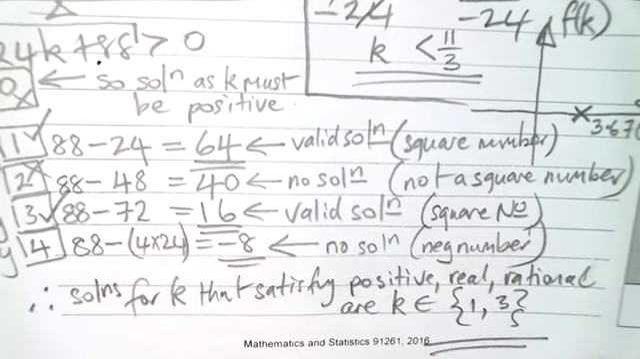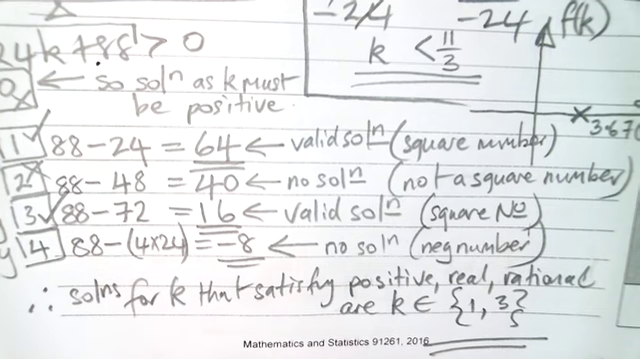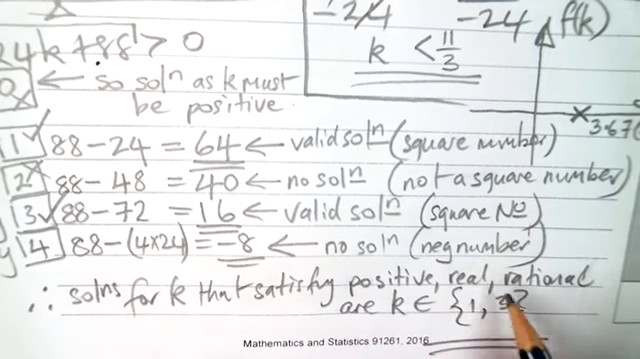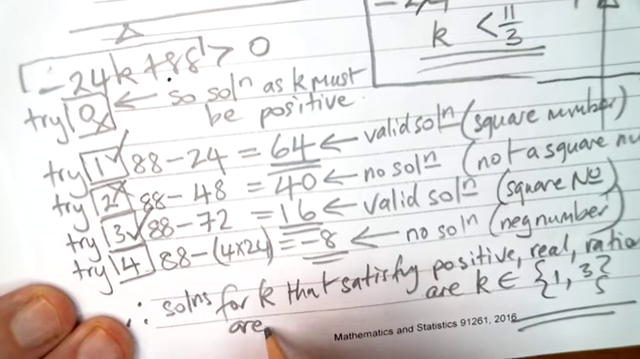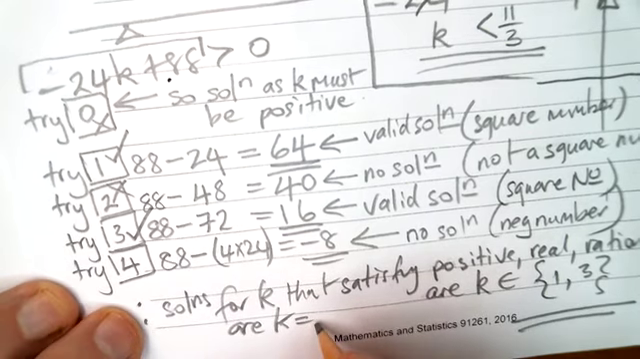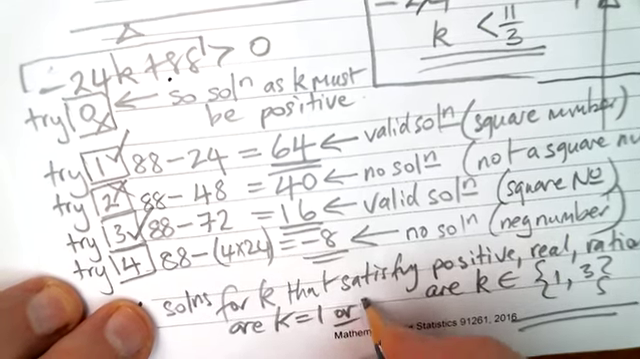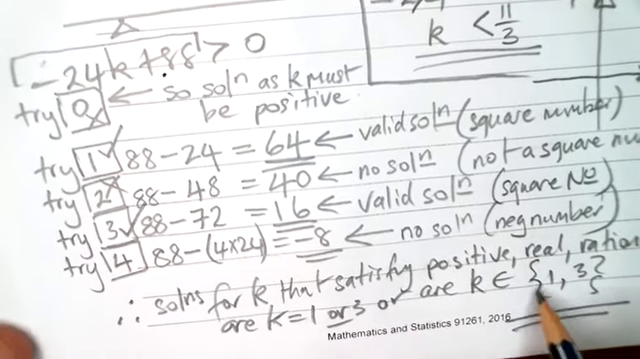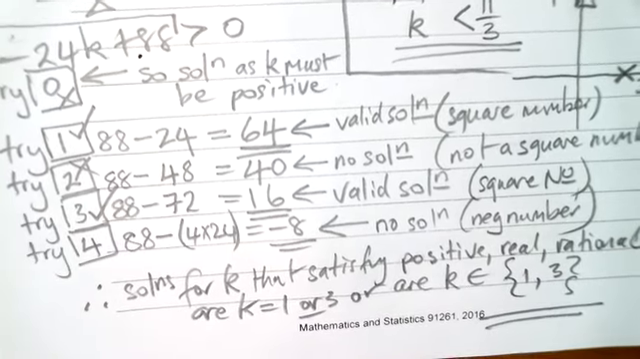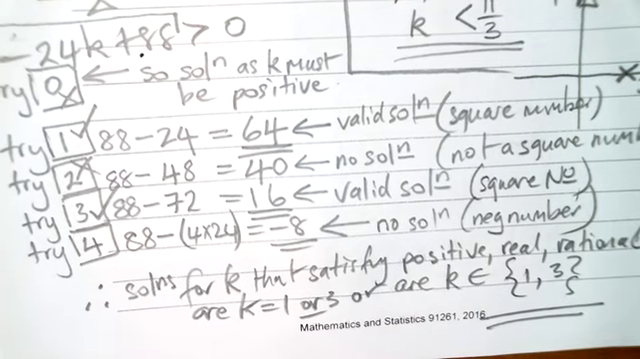I've just written it in set builder notation, but you would say k is equal to 1 or 3, or you could say k is an element of 1, 3 in set builder notation. So that's how I would write the answer. Hopefully that makes sense.